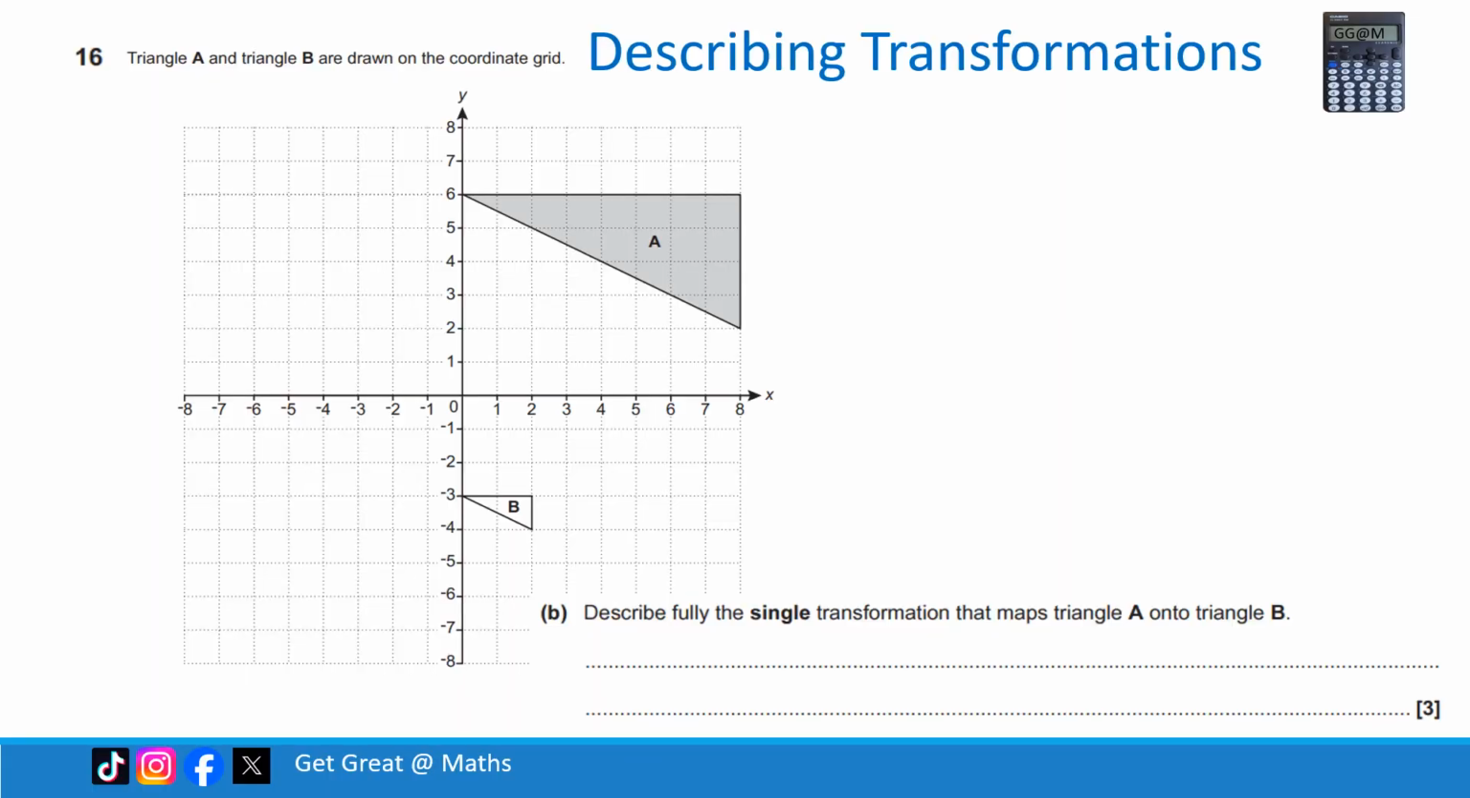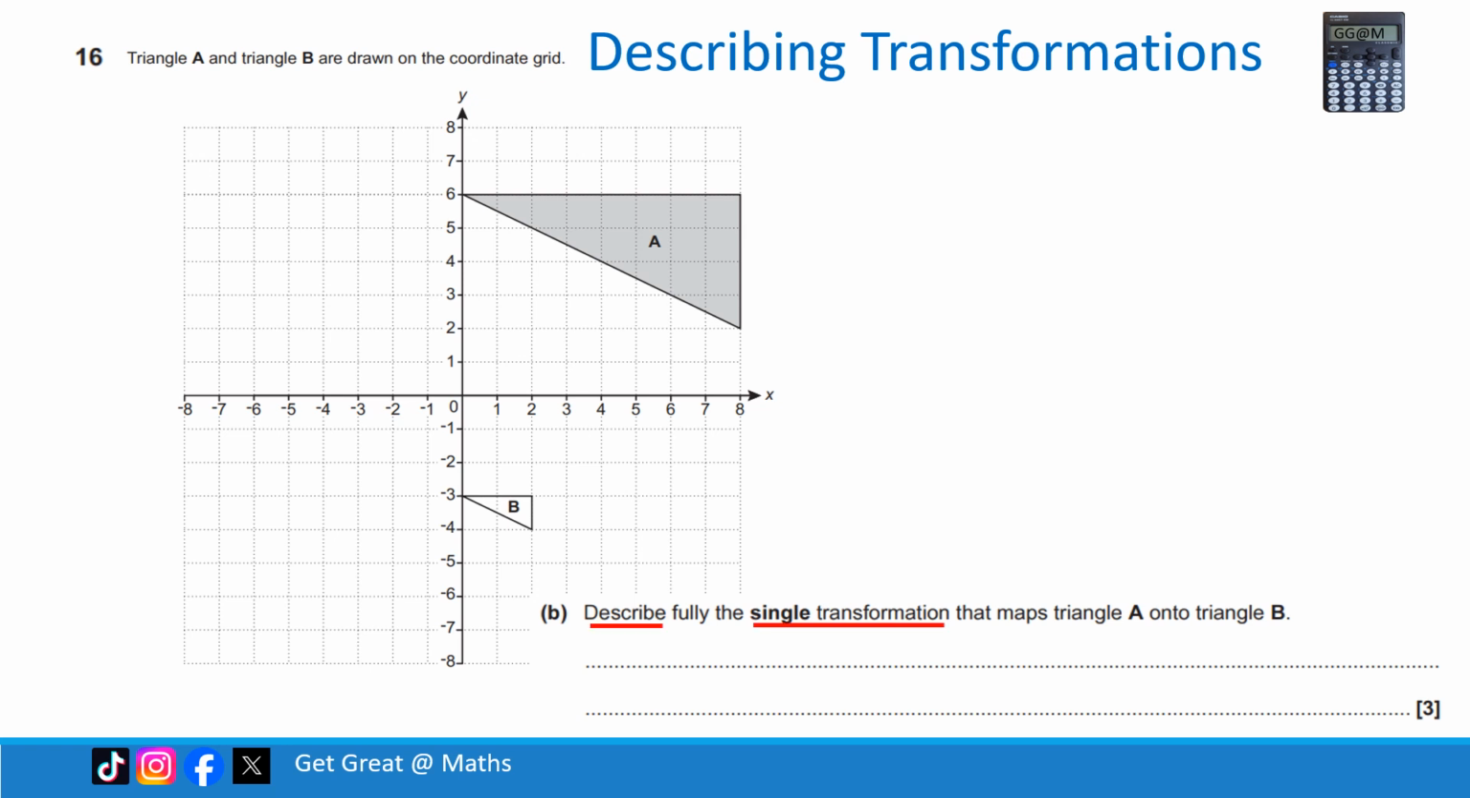This is a question on describing transformations. Now, to be able to describe transformations, you need to know the 4 different types of transformations before you start. Now, with any question, make sure you know what you have got to do. So first of all, the keyword in this question is describe.